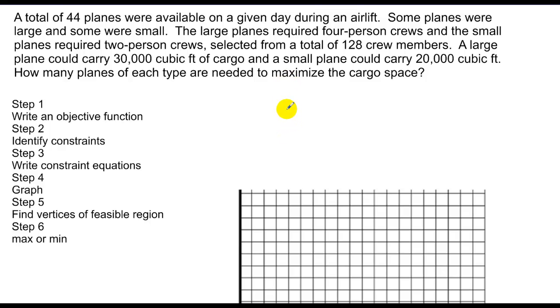Every one of these linear programming problems is going to have a maximizing or minimizing aspect to it. So the steps we want to take to solve this are as follows. The first thing we want to do is find an objective function and write that down. And we look for the maximizing and minimizing part. And that happens to be right here. And we're maximizing cargo space. So I look for the cargo space information and I see it right here and right here. It says the large plane, so I'm going to call the large X and the small Y.